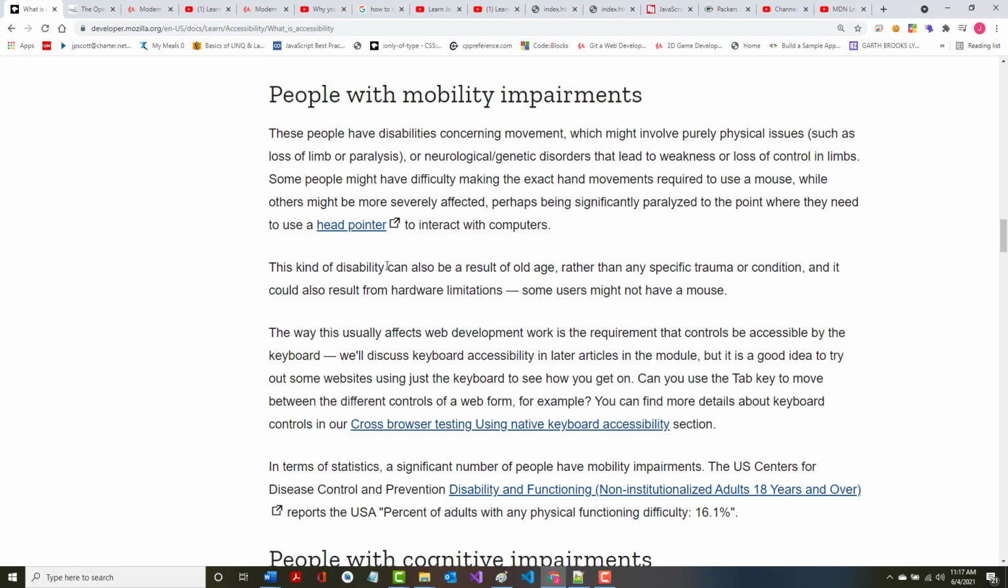Then there's mobility impairments. It says they might involve purely physical issues. They might have only one arm or leg or whatever. There may be other things. This kind of disability can be a result of old age rather than trauma or a condition. It could also be a result of hardware limitations. So again, there's all sorts of things. It could even be something as simple as someone doesn't have a mouse, or because of some kind of impairment, rather than a mouse, they use a trackball.